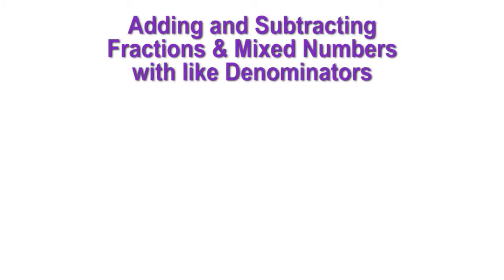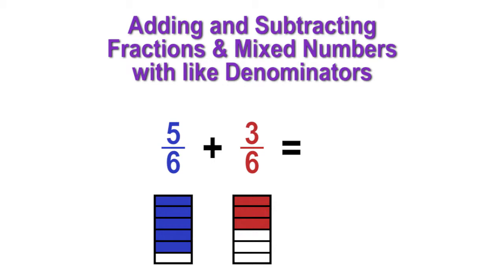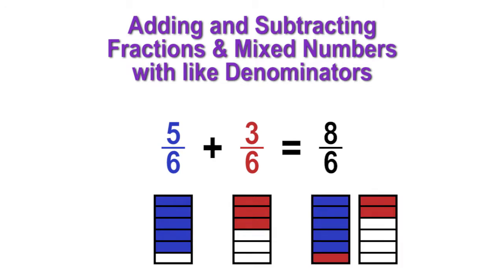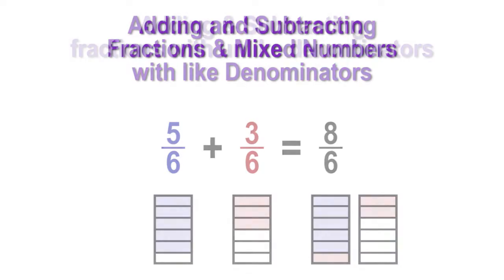Students added and subtracted fractions and mixed numbers with like denominators in a variety of ways. 5/6 plus 3/6 is 5 6-size pieces plus 3 more 6-size pieces for a total of 8 6-size pieces. Let's begin with the skills and concepts taught in this chapter. The first skill is adding and subtracting fractions with unlike denominators.